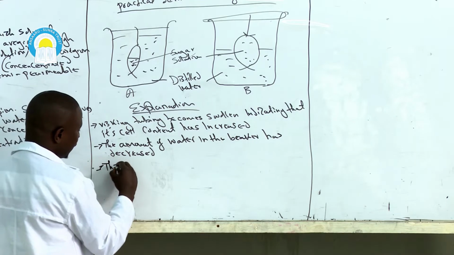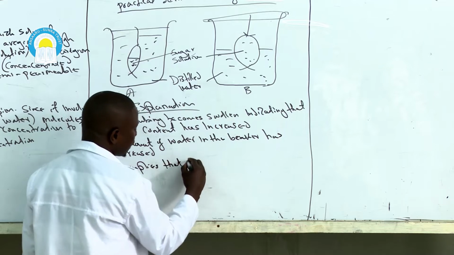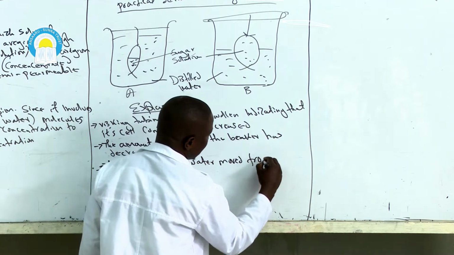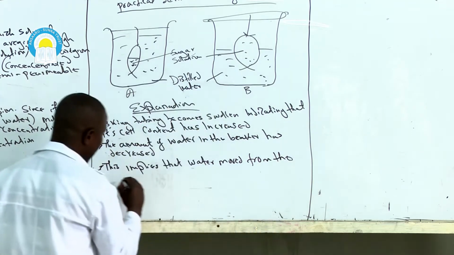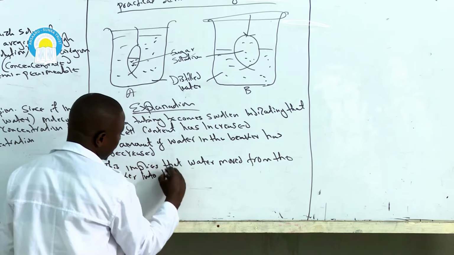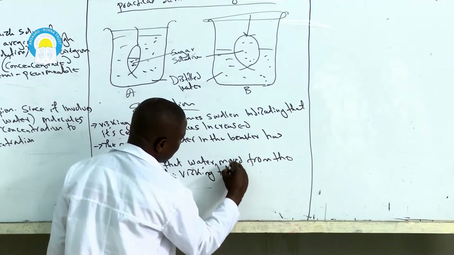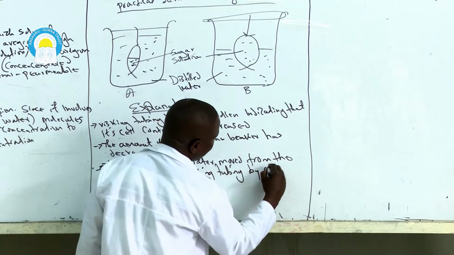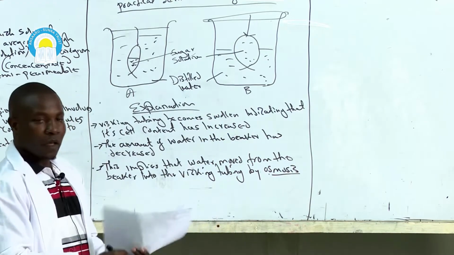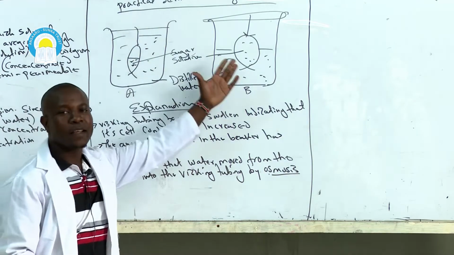This implies that water moved from the beaker into the whisking tubing by osmosis. So these are our explanation. Explanation here indicates or shows what has taken place here.